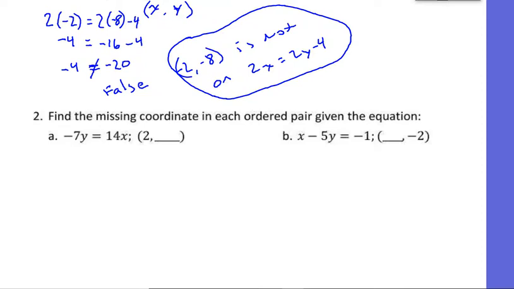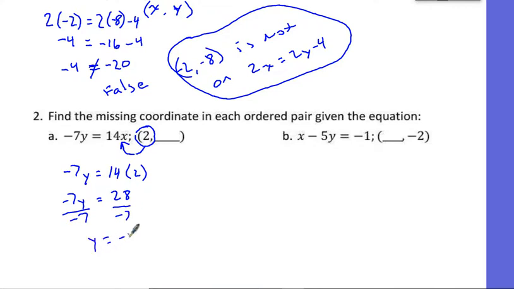Our second example, I give you an equation and a coordinate that is incomplete. In example A, we have an x coordinate, we're missing the y coordinate. So we're going to take that x value, substitute just the x value into the equation, and solve for y. 14 times 2, which is 28, equals negative 7y. Y has a coefficient of negative 7, so we're going to divide by negative 7. Y equals negative 4.